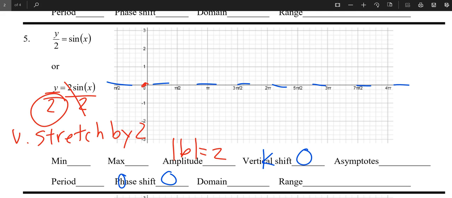Okay. What about the period? 2 pi. Nothing has changed about the period. You can see right here that it is still x over 1. There is no change on the horizontal. We haven't gotten to one of those yet. So, point number 1, point number 2, point number 3. Where's point number 4?